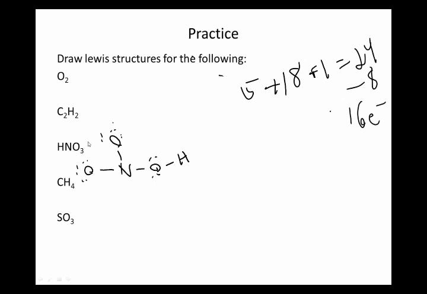Now if we look, this oxygen, happy, 8. This oxygen, happy with 8. This oxygen, happy with 8. Hydrogen only needs the 2. And nitrogen has 2, 4, 6. Okay, well, this is a problem. Well, all we have to do is make a double bond. Now, we could do that from any one of these oxygens.